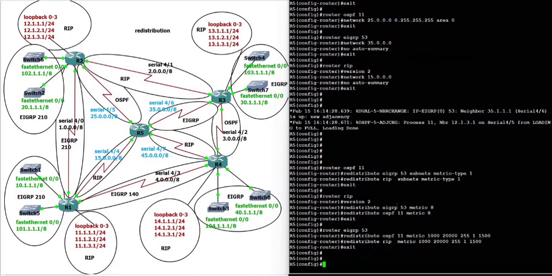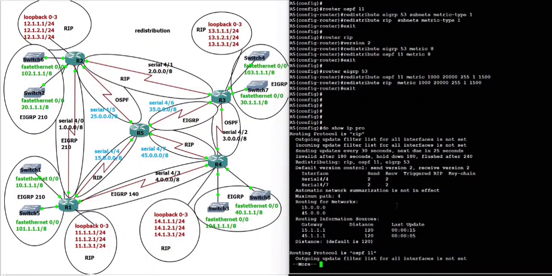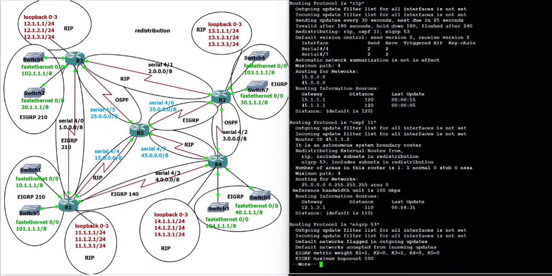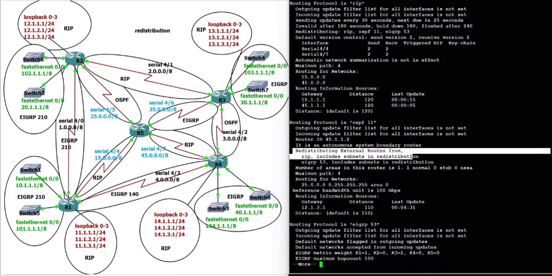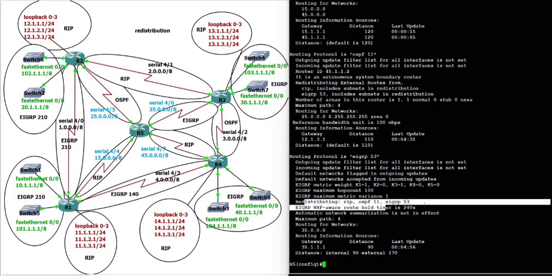Now on router 5, show IP protocol. Here also OSPF 11 redistributing external routes from RIP, EIGRP 53. In EIGRP 53 we redistributing RIP, OSPF 11, EIGRP 53.